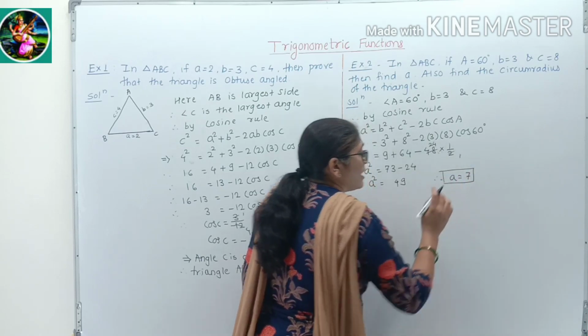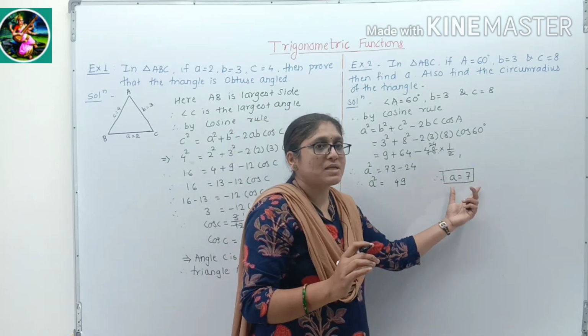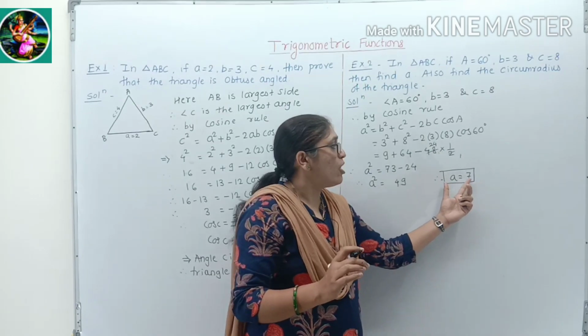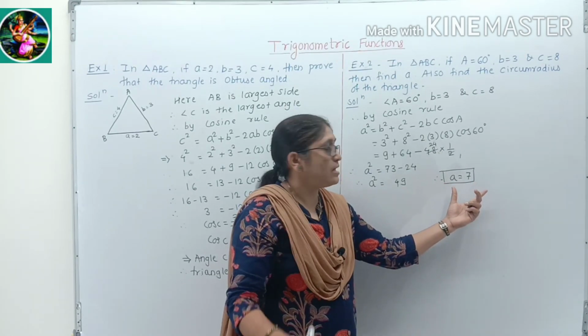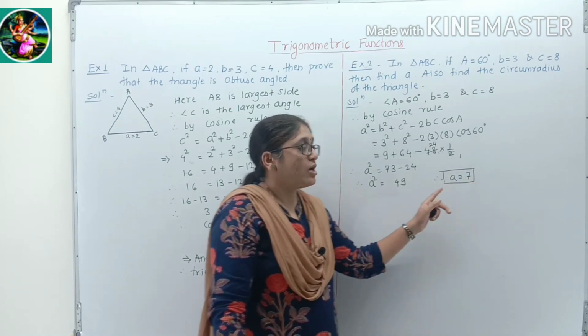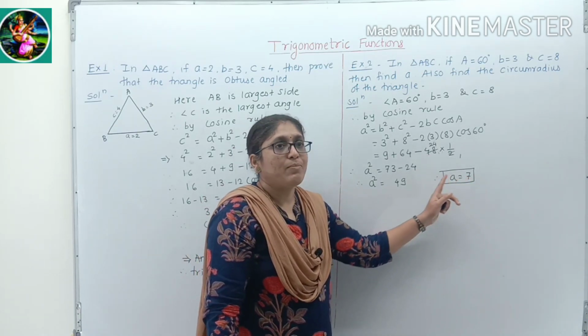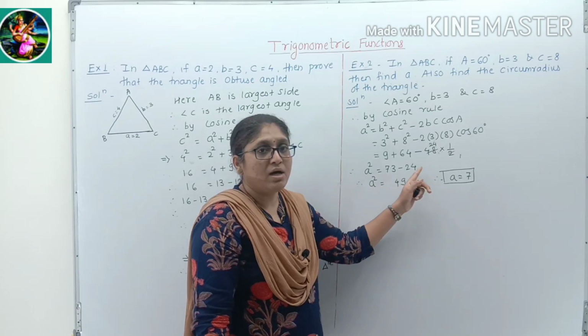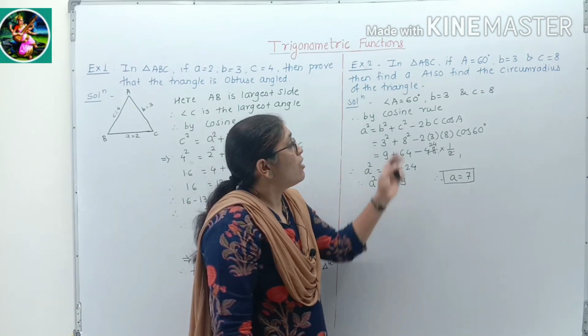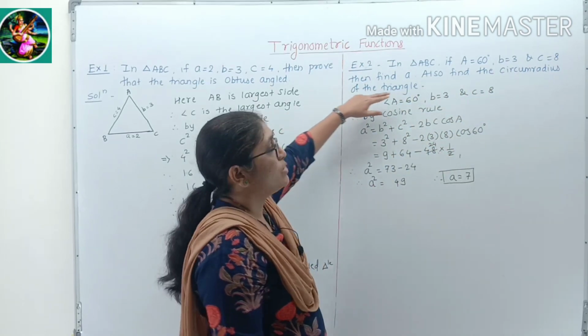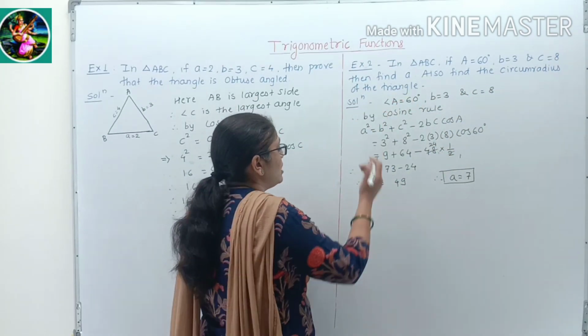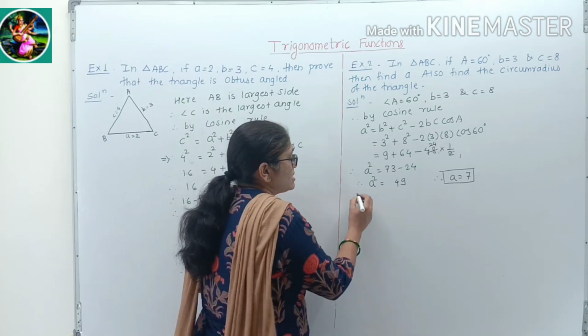As a is the length of side BC, that is the distance between the points B and C, it cannot be negative. Therefore, here we take only the positive square root of 49. Now also here we have to find the circumradius of the triangle. For that we use the sine rule.